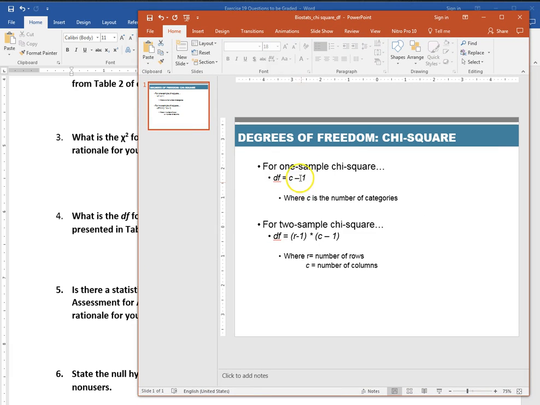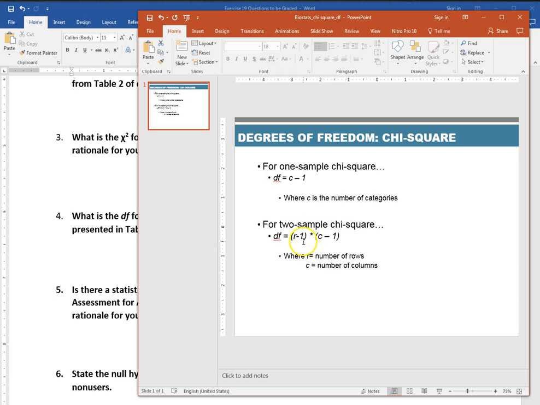So when we have a one sample chi-square, our degrees of freedom is equal to the number of categories minus 1. So one sample would just be a very simple table. We're just looking at one variable. If we have that 2 by 2 table, so we have multiple rows and multiple columns of data, that's a 2 sample chi-square. And here our degrees of freedom would be equal to the number of rows minus 1 times the number of columns minus 1.